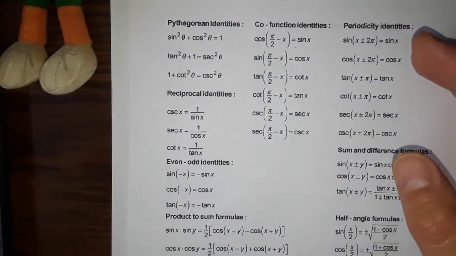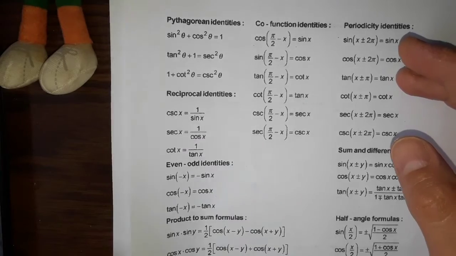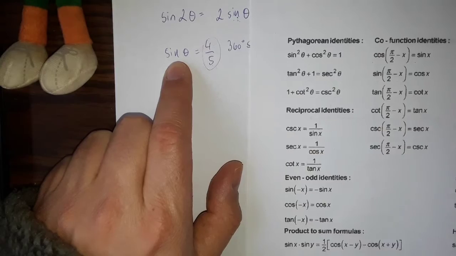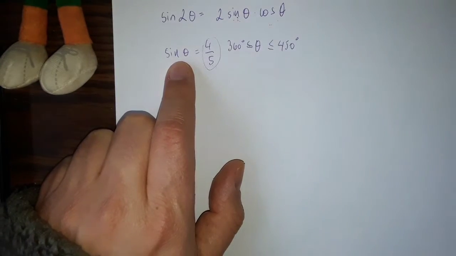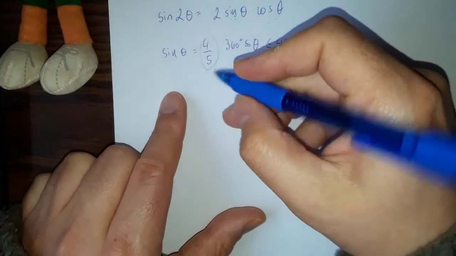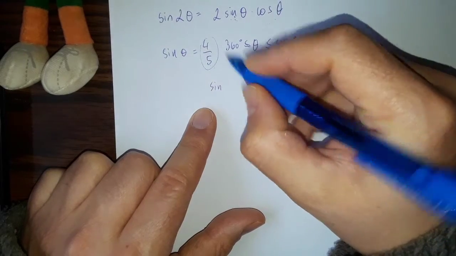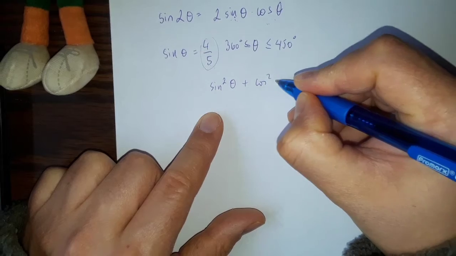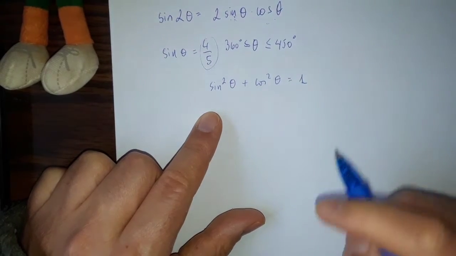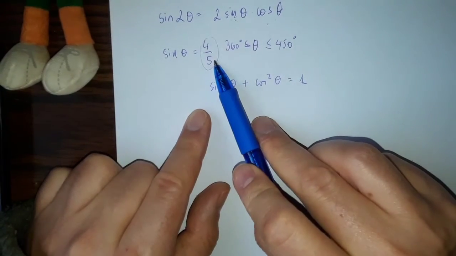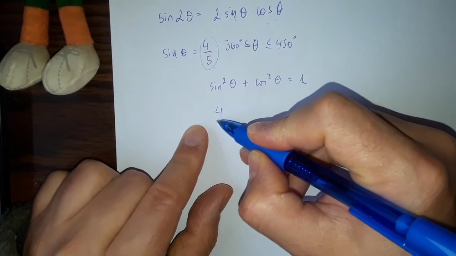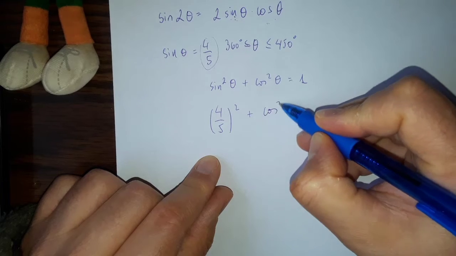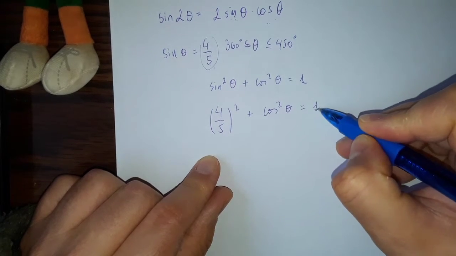So we can use this to find the cosine. When you have the sine, you can easily find the cosine. So again, we write this formula down. We have the sine squared of an angle plus the cosine squared of an angle equals 1, right? How much is the sine? It's 4/5. So we have (4/5) squared plus cosine squared equals 1.